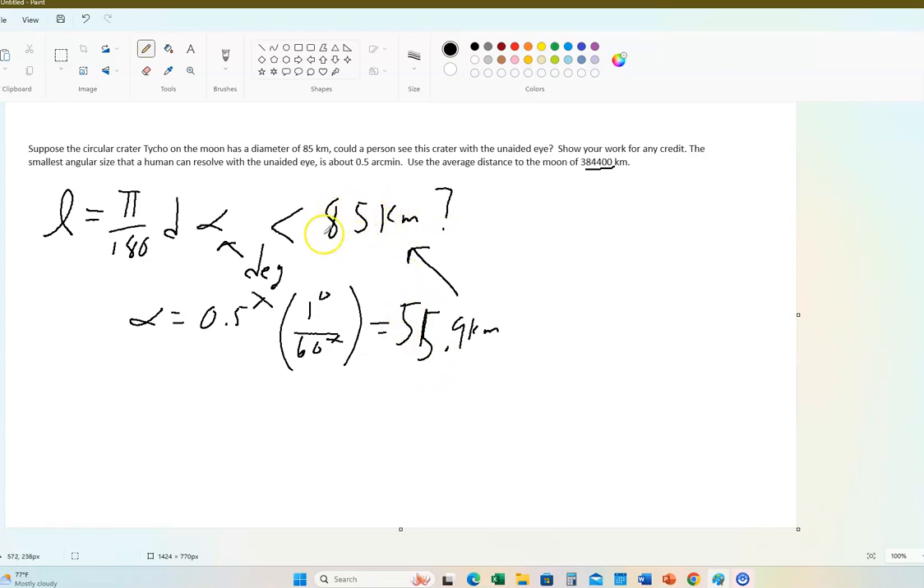Now, it's barely visible, by the way. I've looked at the moon for a long time, and I know exactly where to look. It's much better if you do want to look at Tycho with any detail at all. With just a small pair of binoculars, technically you can see it because it's bigger than this 55.9, but you can't see it very well.